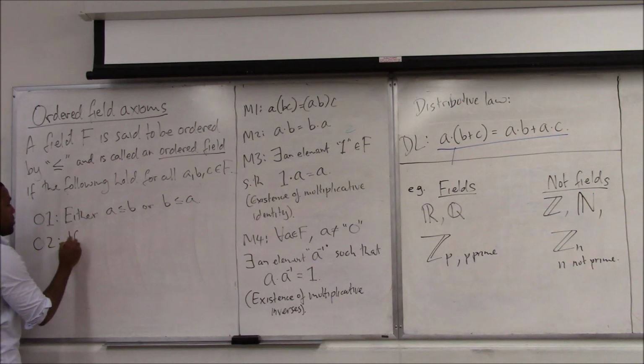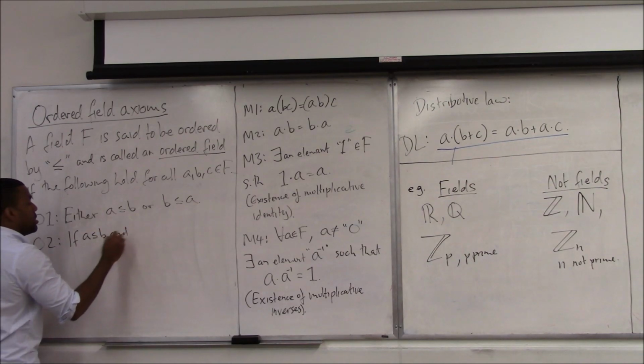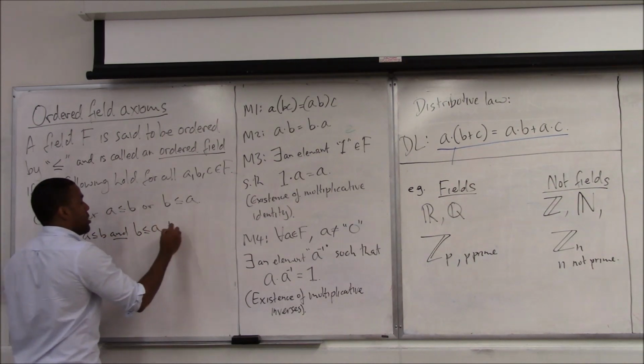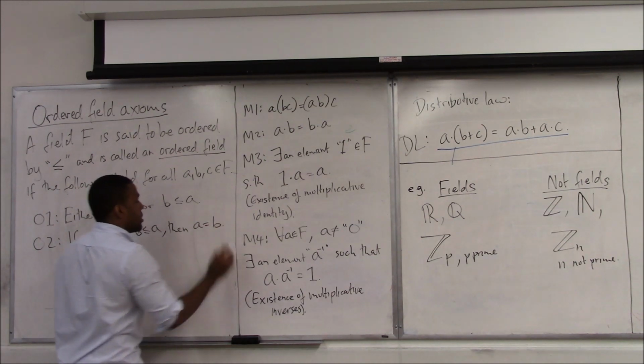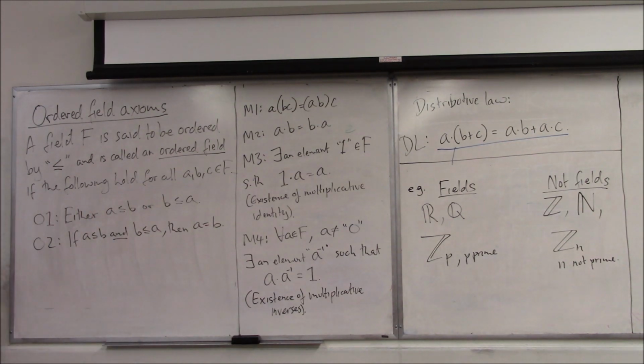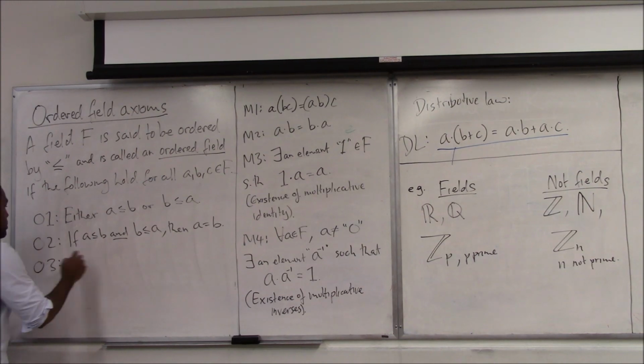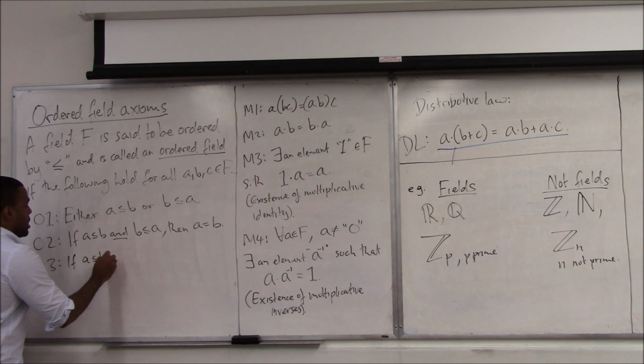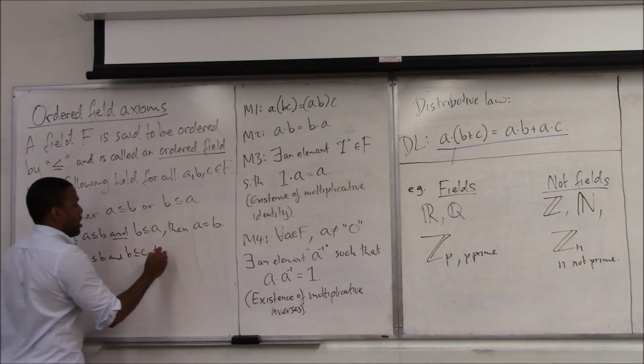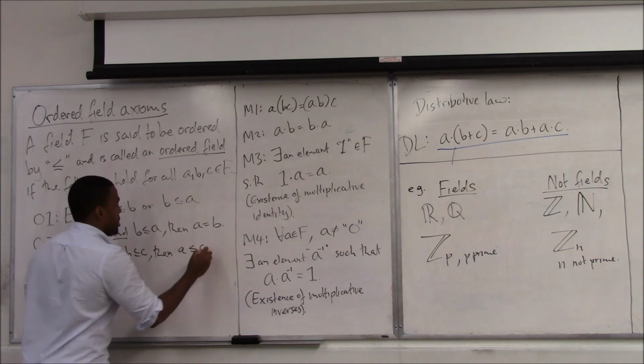This is anti-symmetry. If A is less than or equal to B and B is less than or equal to A at the same time, then A equals B. The Schroeder-Bernstein theorem actually generalized that. It says it not only works for elements of a field, but it actually works for sets of infinite cardinalities, which is much harder to prove. Here we have it as an axiom for these numbers. We also have transitivity. If A is less than or equal to B and B is less than or equal to C, then A is less than or equal to C.